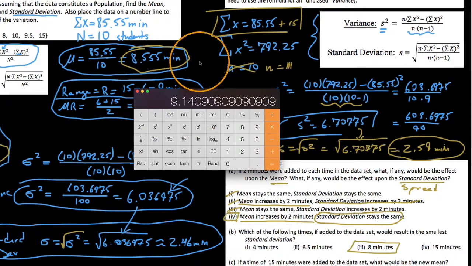But that's the difference between calculating standard deviation and variance for a population as opposed to a sample using the shortcut method.